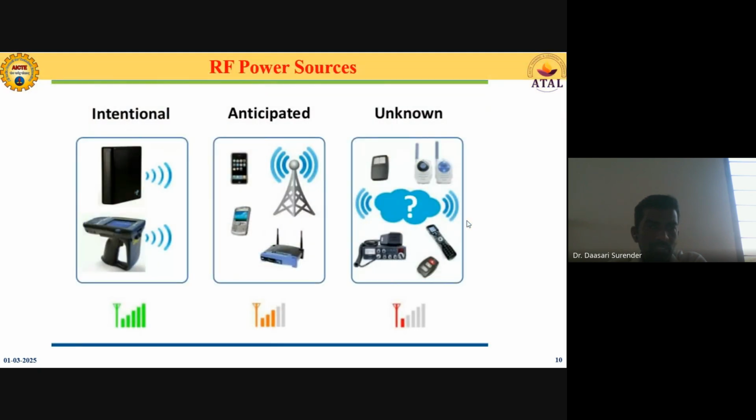So various RF power sources are intentional, meaning dedicated, anticipated, or unknown, meaning unexpectedly some energies will come, and unknown sources. The intensity of the various energy levels of the various power sources are mentioned here clearly.